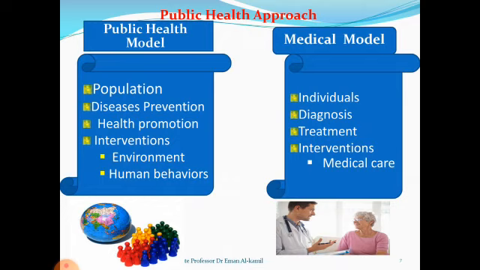While in the public health model, we are dealing with a population as a whole in order to prevent disease and promote the health of the people, by interventions which are mainly concerned with the environment and human behavior, in order to improve the environment and the behavior of the people as a whole, to prevent disease and to protect them from different types of diseases.